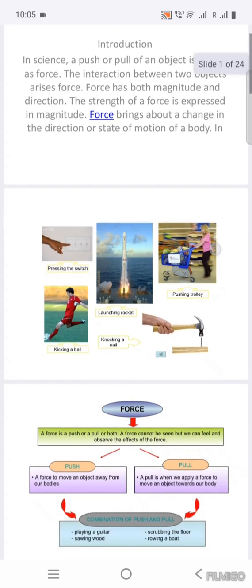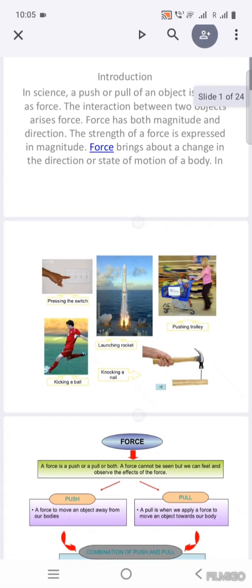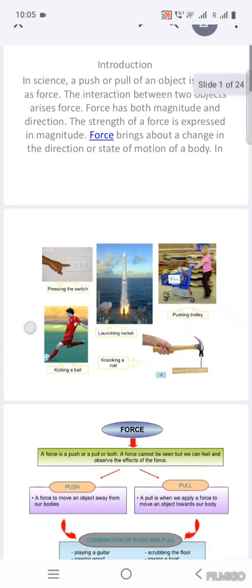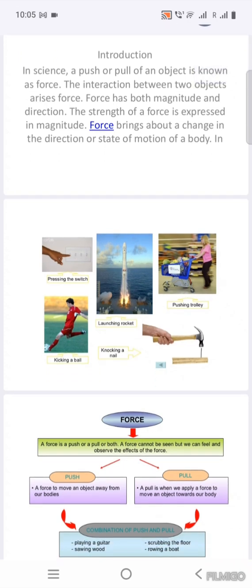Here you can see pressing the switch, kicking a wall, launching a rocket, knocking a nail, and pushing a trolley. These are all examples of force. Here an external agent is applying the force, as in the first example, pressing the switch. When you are pressing a switch, it means you are applying force on the switch.